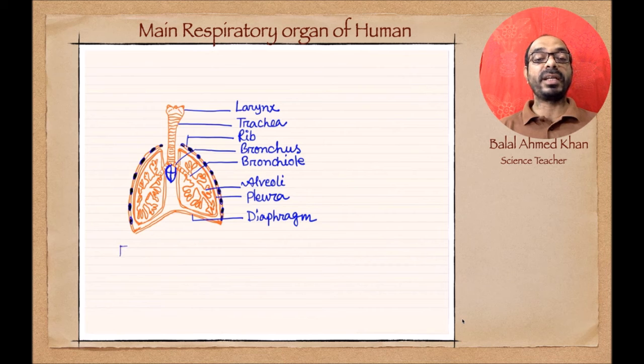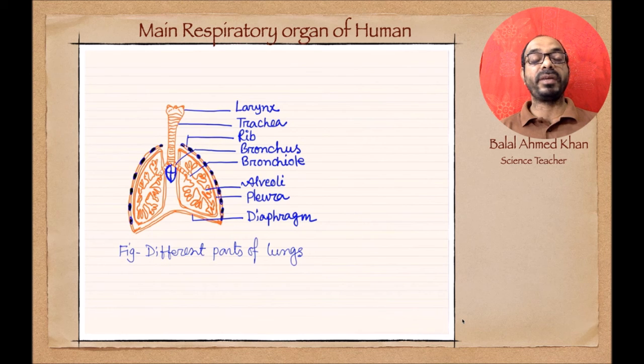Pleura is the outer covering membrane of the lungs. Pleura helps in exchange of gases, directly taking part in the diffusion process with the help of the pleura, alveoli and the blood capillaries. Diaphragm is the lower part of the lungs. Diaphragm separates two cavities, abdominal cavity and thoracic cavity.